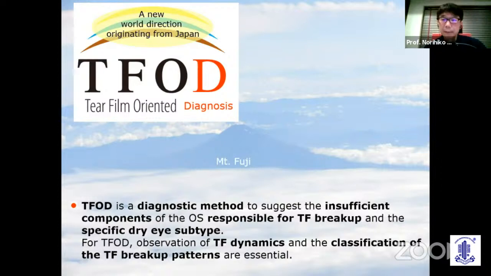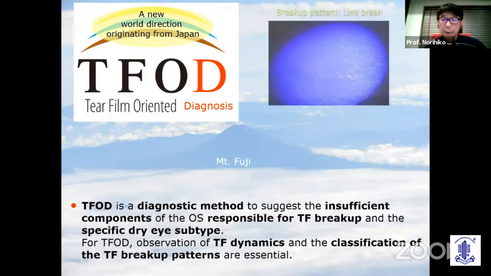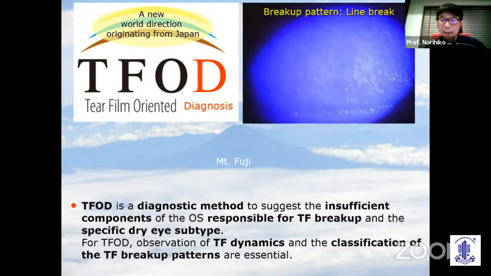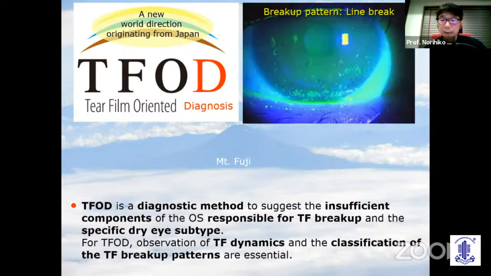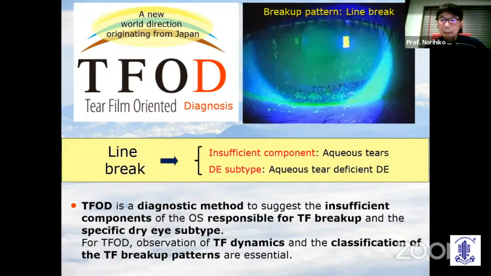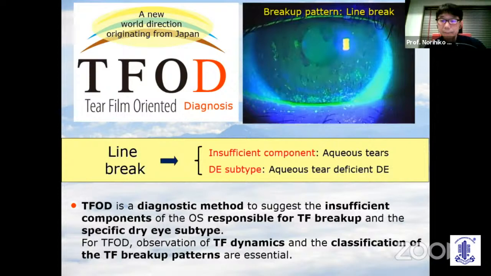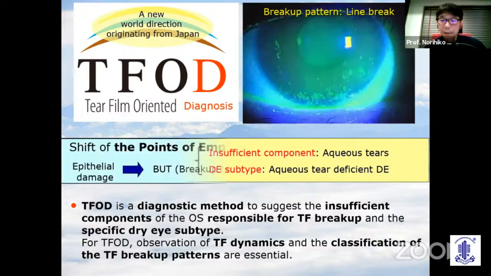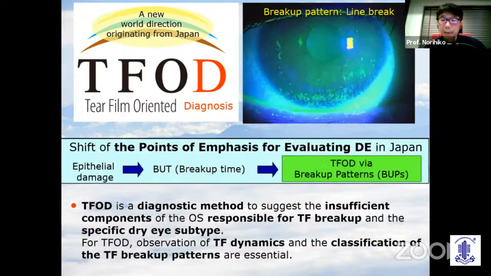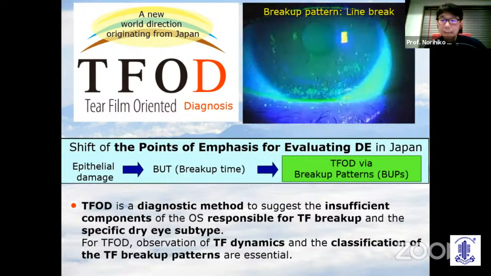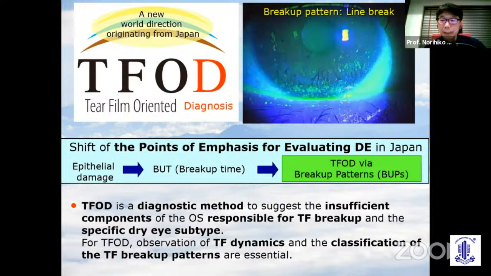For TFOD, observation of tear film dynamics and the classification of the tear film breakup pattern are essential. For example, this breakup pattern is a line break, which suggests that the insufficient component is aqueous tears, and the specific dry eye subtype is aqueous tear deficient dry eye. Therefore, the point of emphasis for evaluating dry eye in Japan has shifted from epithelial damage, BUT, to TFOD via breakup patterns.